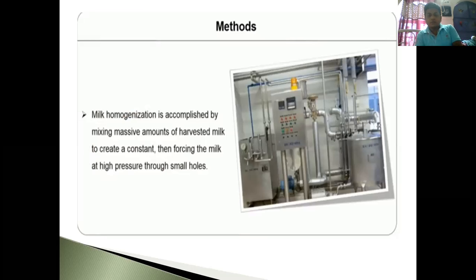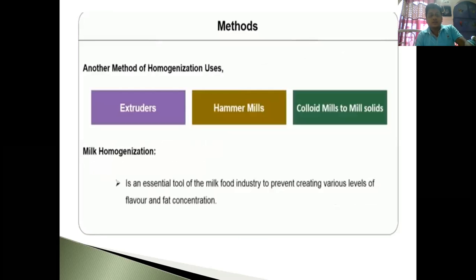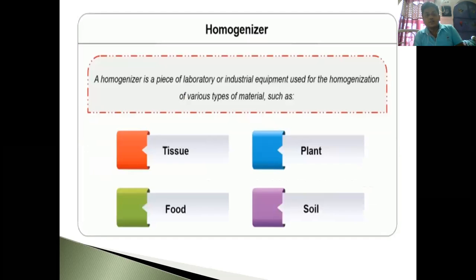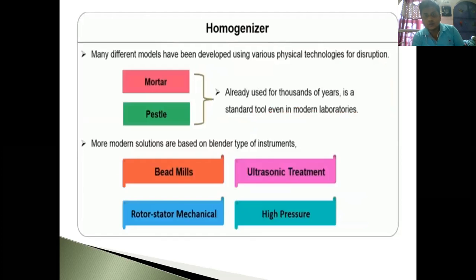Basically, I have explained different types of methods here. First of all, milk homogenization is accomplished by mixing a massive amount of harvested milk to create a constant, then forcing the milk at high pressure through small holes. Okay. Other methods of homogenization are the extruder, hammer mill, and colloidal mill to mill solids. The milk homogenizer is an essential tool of the milk food industry to prevent various levels of flavor and fat concentration. Now, a homogenizer is a piece of laboratory or industrial equipment used for the homogenization of various types of materials such as tissue, foods, plants, soil, etc.